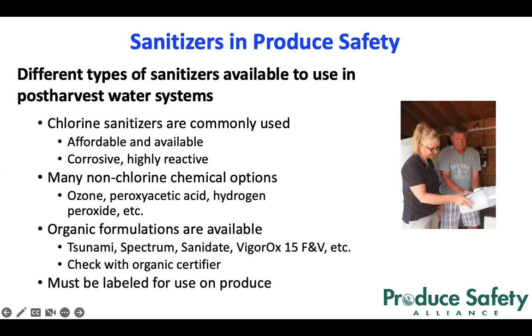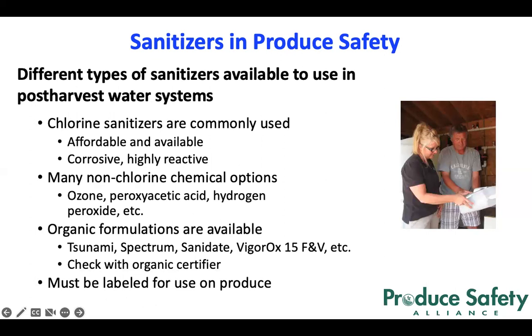A commonly used sanitizer is chlorine because it is inexpensive. However, it can be corrosive to certain materials, such as stainless steel. There are also non-chlorine chemical options, such as hydroperoxide and other products, that you can add to the post-harvest water systems to mitigate the risks. There are also many organic options available. Be sure growers check with their organic certifier before they use a sanitizer to make sure it is acceptable.